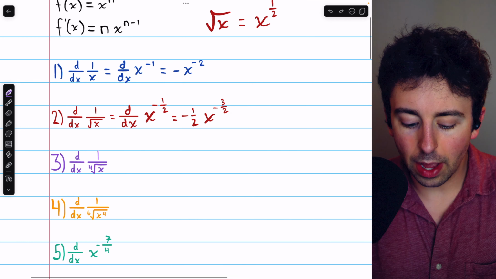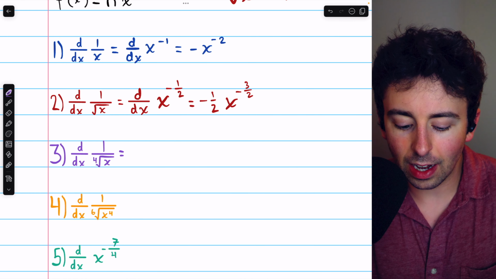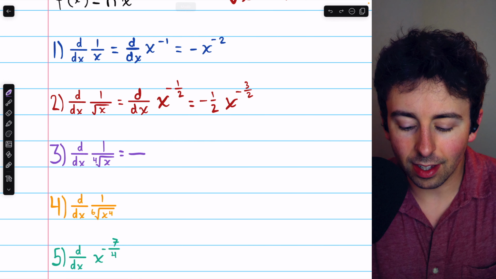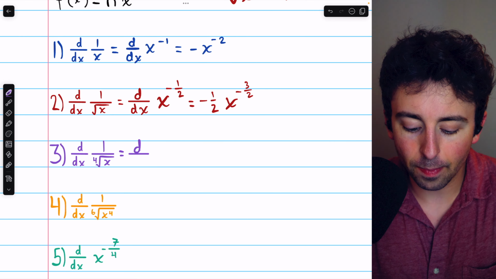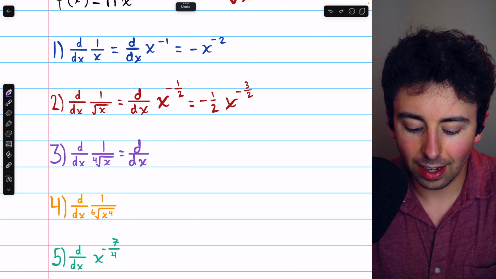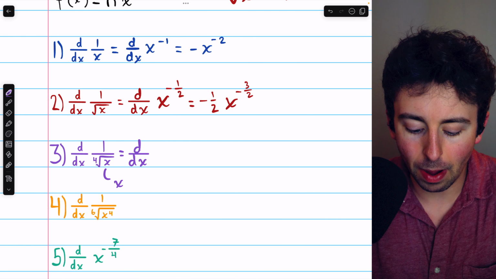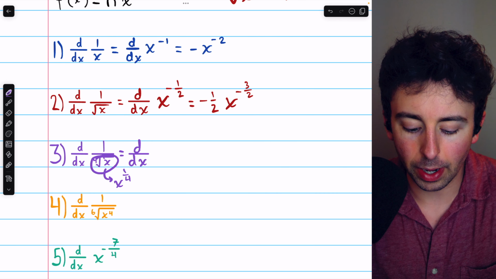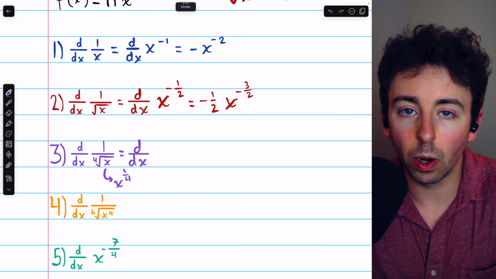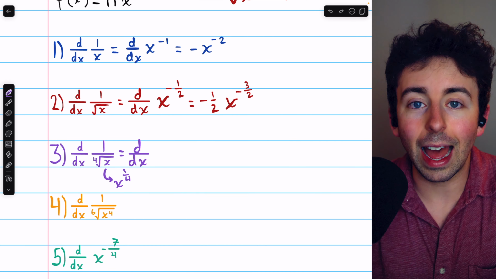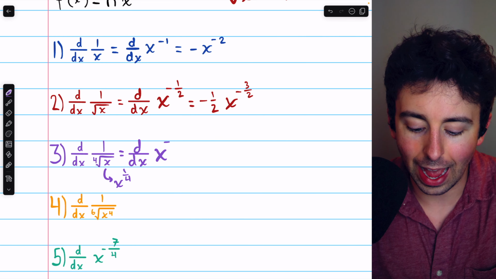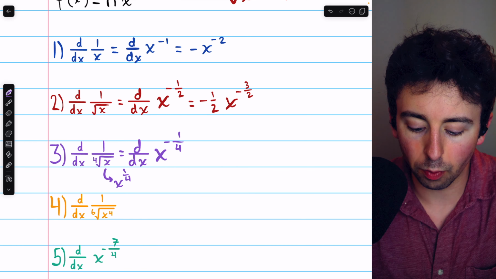In this next problem, we have a similar situation, except instead of the square root, it's the fourth root. In the same way that the square root of x is the same as x to the power of 1 over 2, the fourth root of x is the same as x to the power of 1 over 4. So that's what we have in the denominator, x to the power of 1 over 4. And we can move it out of the denominator by negating that power. So we're taking the derivative of x to the negative 1 over 4.